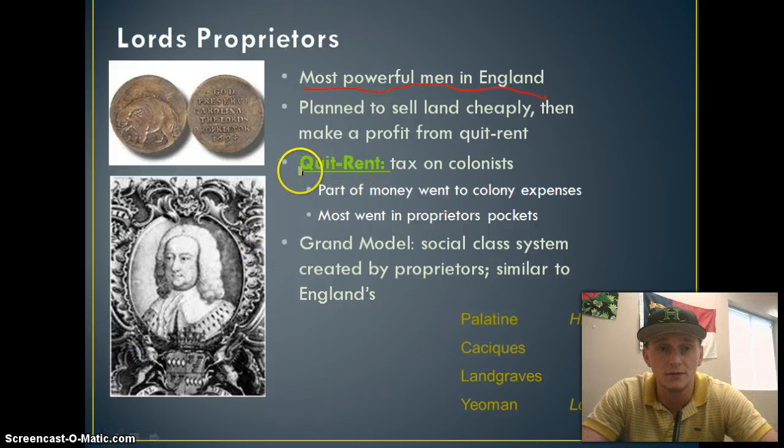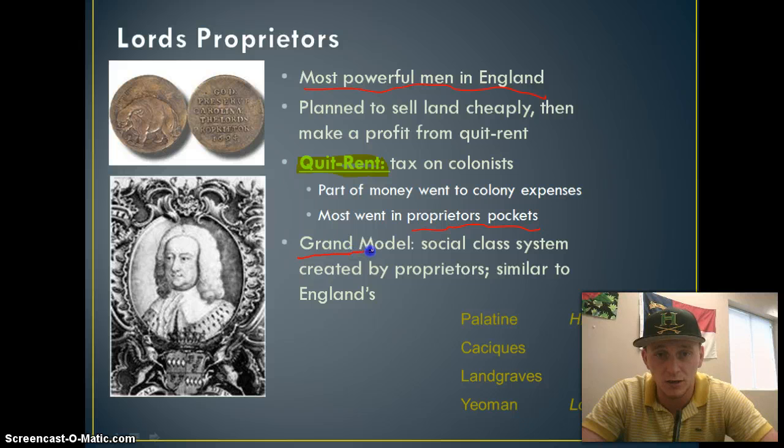Okay, next you have a quit rent. A quit rent is a tax. Yes, all your parents pay quit rents on different things. When we buy something, we pay a quit rent. We pay a tax. The king wanted to still get money from the colonists, so he set a tax called a quit rent on them. Part of the money went to the colony expenses. Most goes to proprietors' pockets. So the proprietors, these 8 men, were pretty much stealing the money.